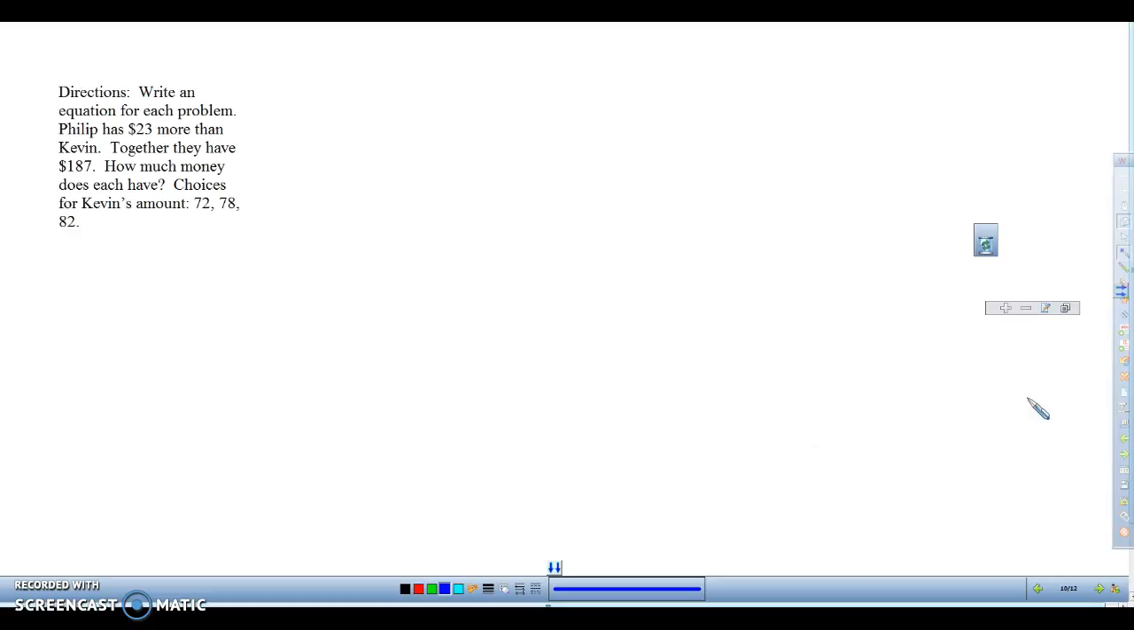Okay, so the directions here have changed a little bit. You're still writing an equation. Then, after you have that equation written, you have choices for the amounts. These choices are called a replacement set.